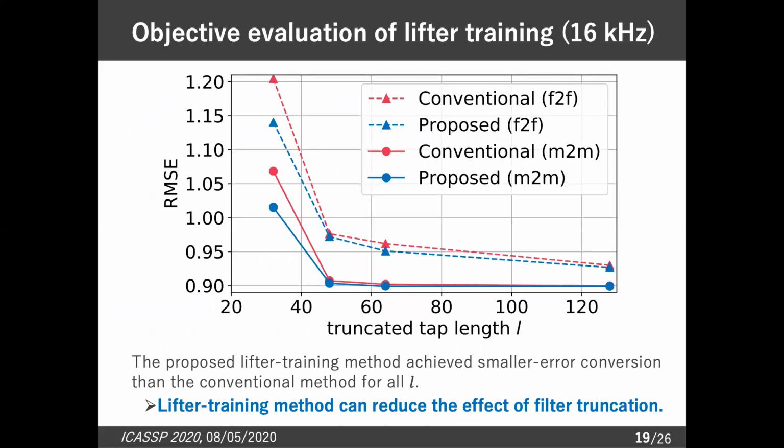Here is the result of objective evaluation on the proposed lift training method. The graph shows a plot of the RMSEs in male-to-male and female-to-female VC using narrowband speech. The proposed lift training method achieved smaller conversion error than the conventional method for all L. These results indicate that the proposed lift training method can reduce the effect of filter truncation.